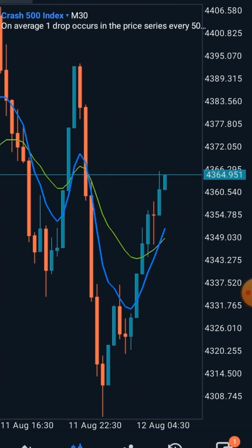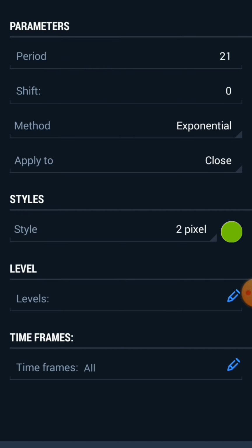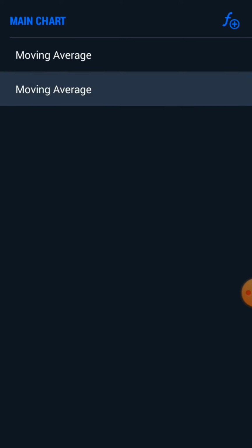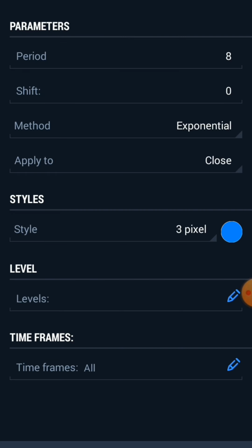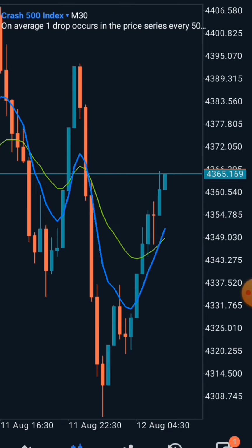So do this thing. Now let me go back and show you the indicators once again. The indicators I'm using is moving average 21, exponential. Then the second moving average is moving average 8, exponential. That is what I'm using. Add up those things and you will get the positive result that you need. Okay, just try this thing and give me a feedback.